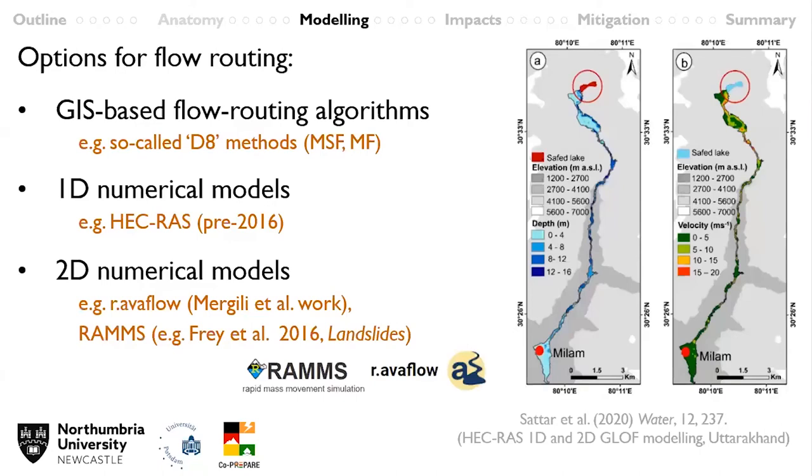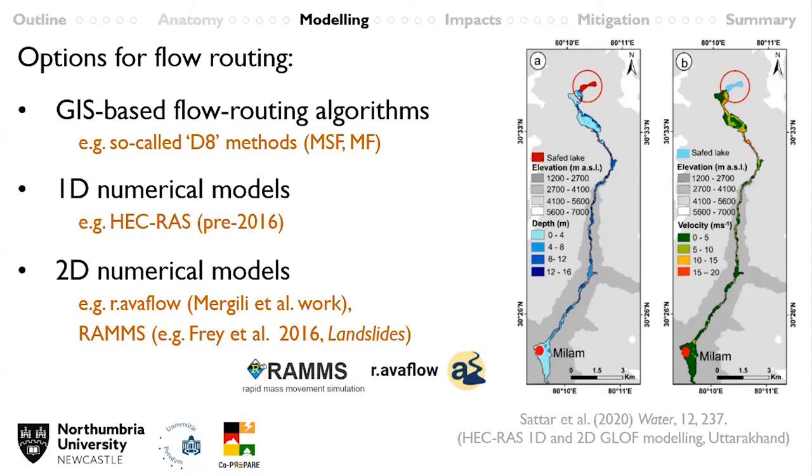I suppose there's a few reasons for that. When it comes to routing flow downstream, again, we have a range of options available to us. At the very simplest level, we can use GIS-based flow routing algorithms, which simply require a starting point and some assumptions about the upstream hydrograph or input volume of water, and they route flow over the DEM using so-called D8 methods. So we're talking about multiple or single flow algorithms, which basically transfer flow from one cell on the DEM to the path of steepest descent, if you like.